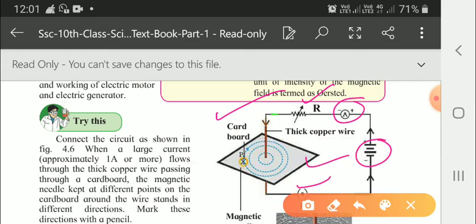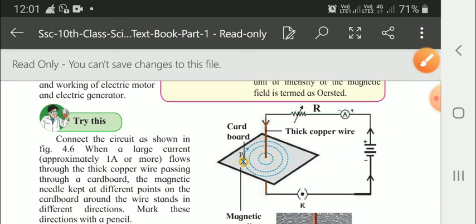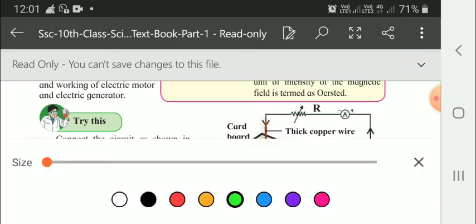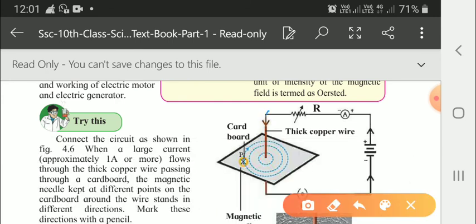This is the wire which is connecting this circuit, but the other one you see, this wire which I am showing with the blue color, is a more thick copper wire. So it passes through the cardboard. As well, the magnetic needle is kept here. Here I'll show you.